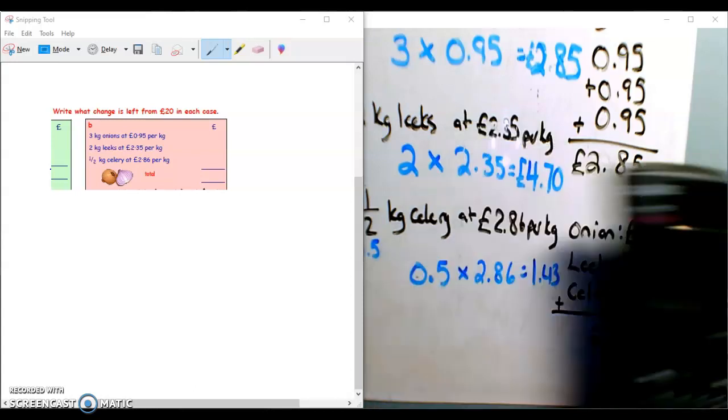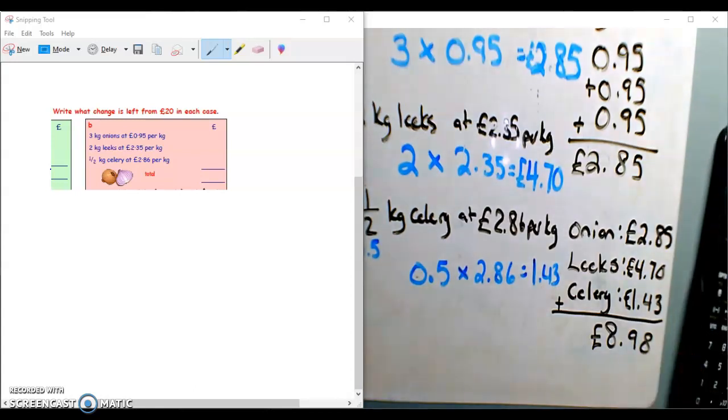Now, if we go back to the question, it said, what is the change left over if I paid £20 for this? So we want to know the change. We're going to pay £20 and it cost us £8.98. So when we type that in the calculator, 20 minus 8.98, we should be getting £11.02 back. That's how much money we should be getting back.